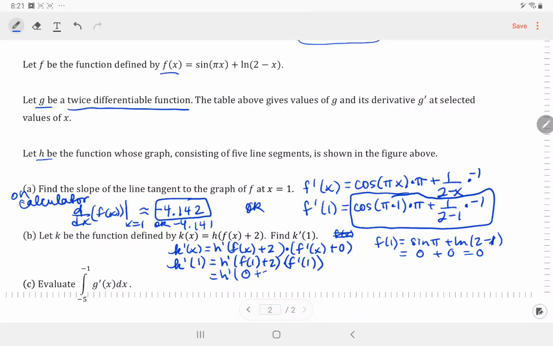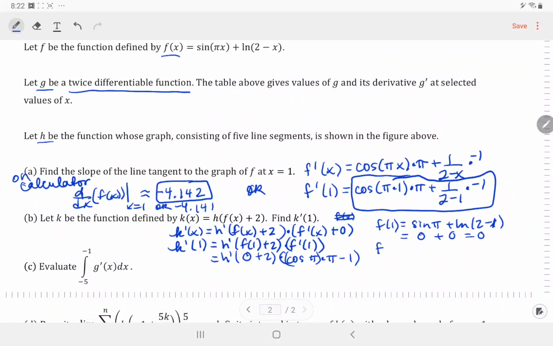So this is 0 plus 2. And then the derivative, which we just found out. I wouldn't put in that rounded answer, though. I feel like I would put in the cosine of pi times pi plus, that's 1, that's minus 1. I feel like I would put that in. I really wouldn't want to put the rounded value.